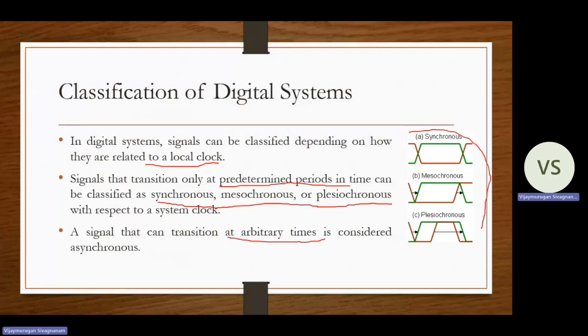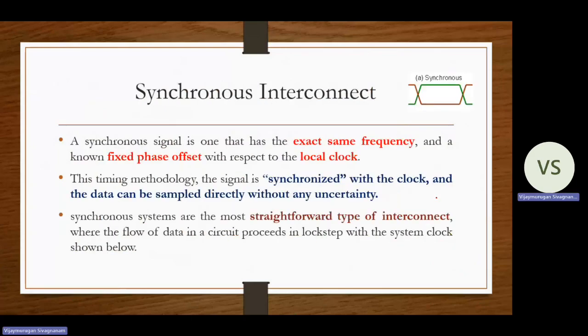Just look at this diagram, the graphical representation of synchronous, mesochronous, and plesiochronous is shown in the figure. We will discuss one by one. The first classification is synchronous interconnect. Synchronous interconnect means that the common clock frequency is applied to the entire block, so it's called a synchronous circuit. A synchronous signal is one that has the exact same frequency, the exact same frequency applied to different blocks, with a fixed phase offset with respect to the local clock.